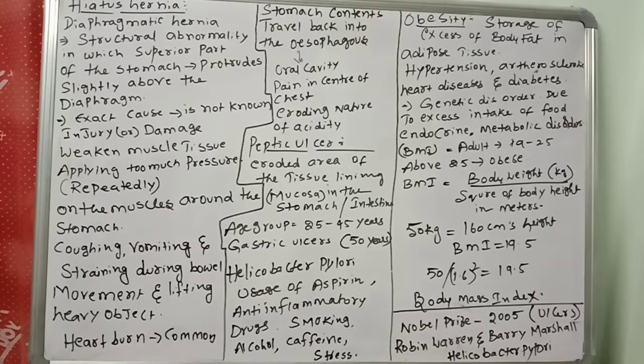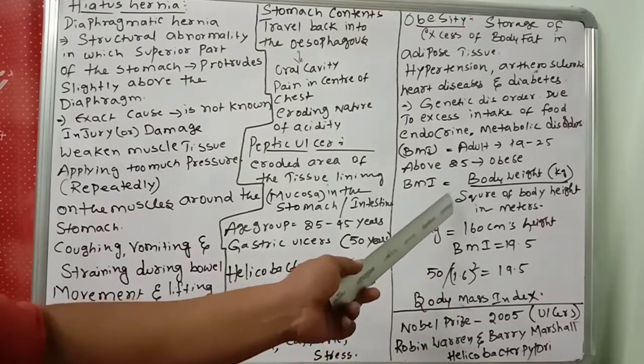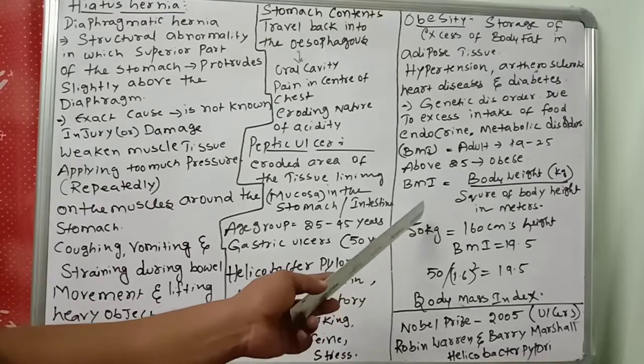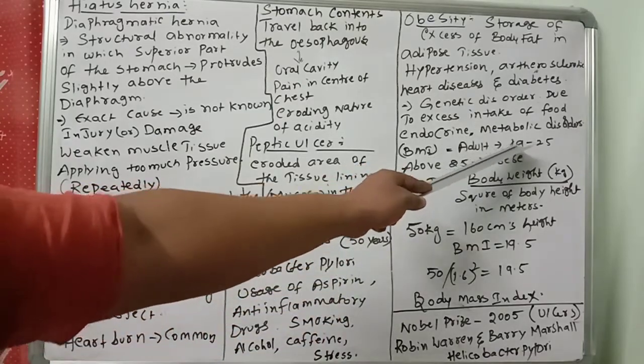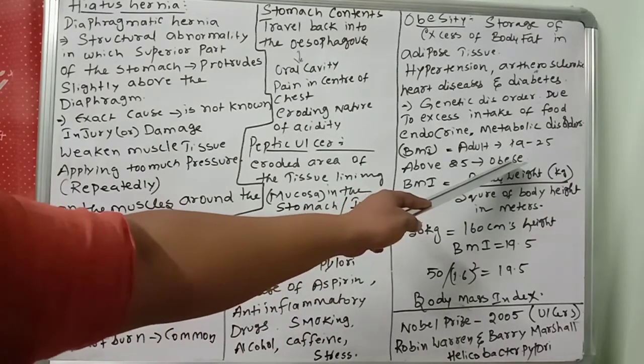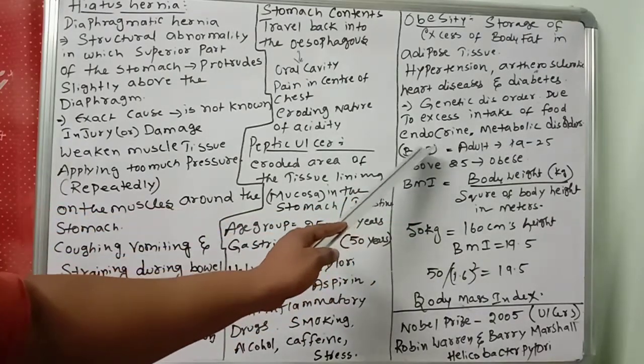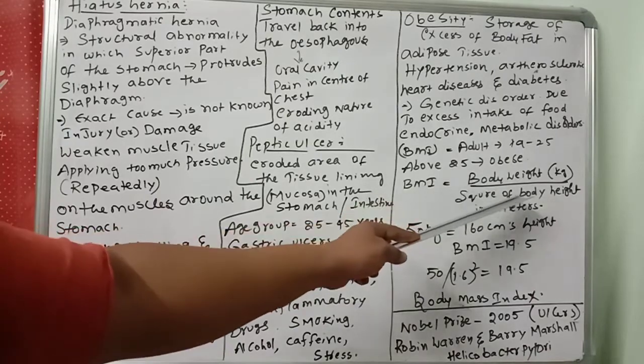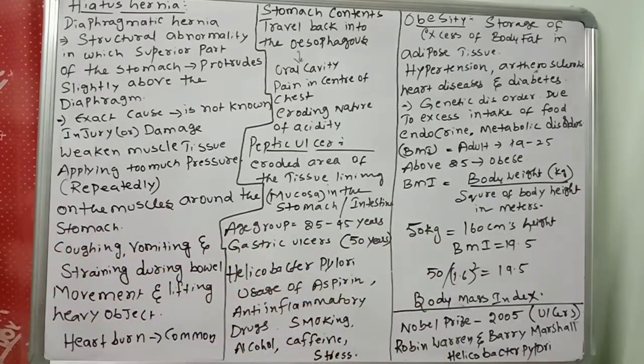Why? What is body mass index? You know very well, the degree of obesity is assessed by body mass index. A normal body mass index range for adults, in the 19 to 25 age group, is 19 to 25. And above 25 means obese. So how do you calculate it? Body weight in kgs divided by the square of body height in meters. Weight by height.